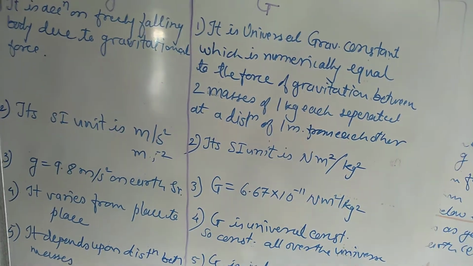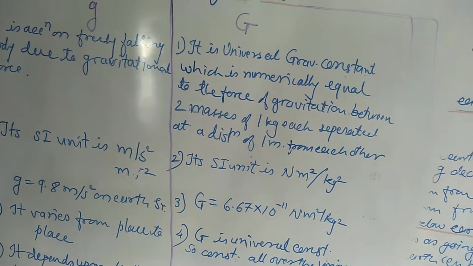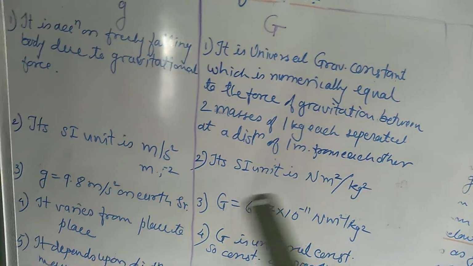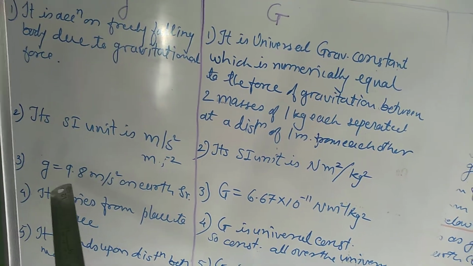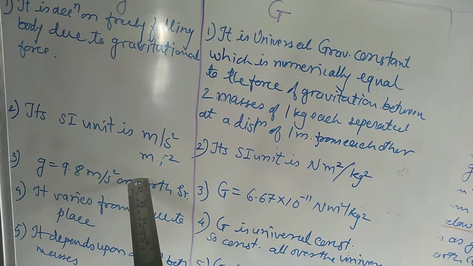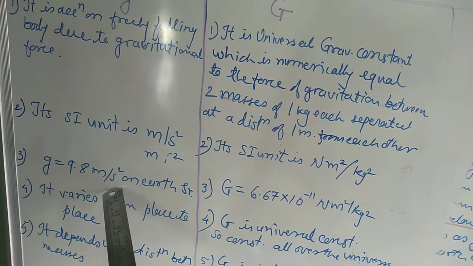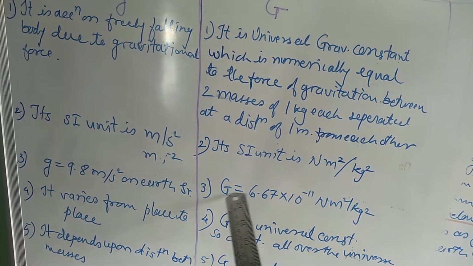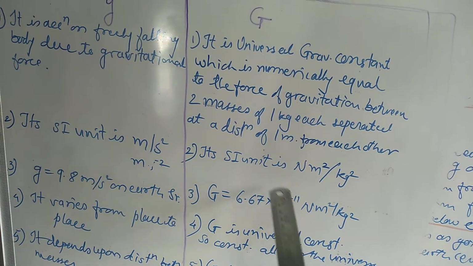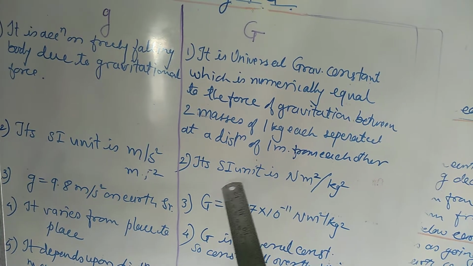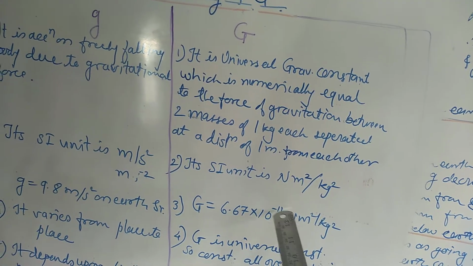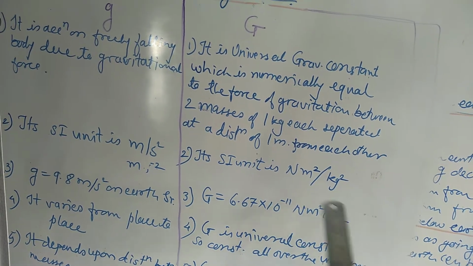Now as G is the universal constant, its unit, which we already got, is Newton meter square per kg square. The value of g we have just calculated on the earth's surface is 9.8 meter per second square. The value of G, the universal constant, was given by Henry Cavendish, and that is 6.67 into 10 to the power minus 11 Newton meter square per kg square.